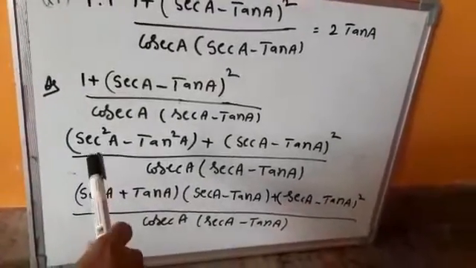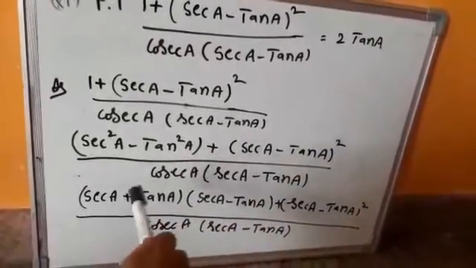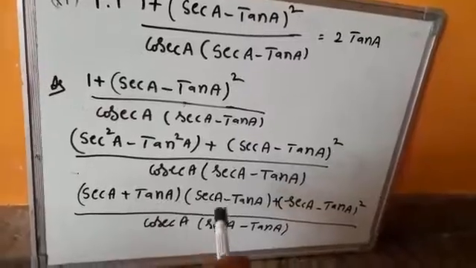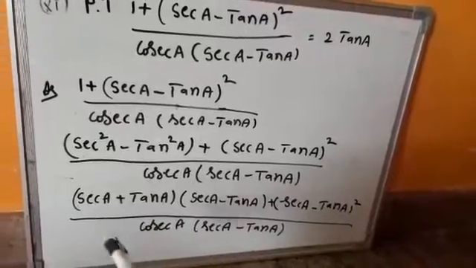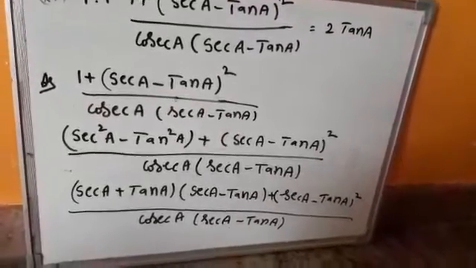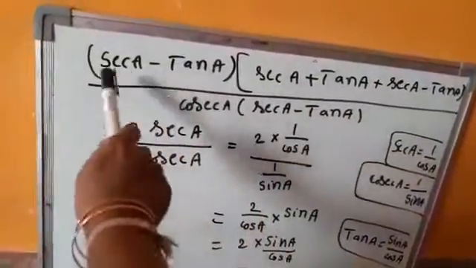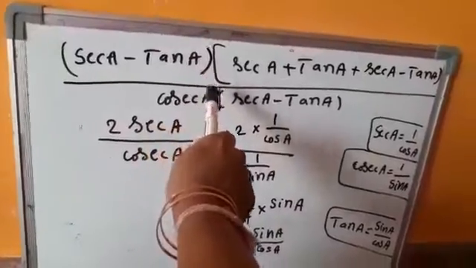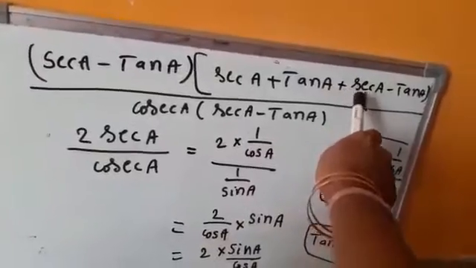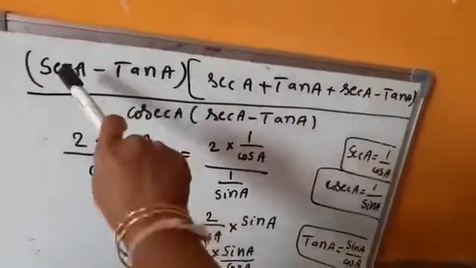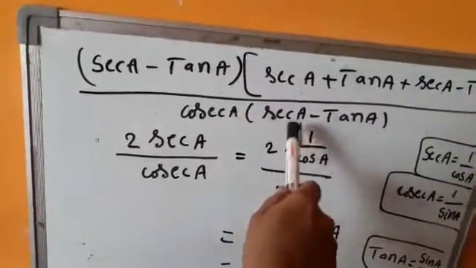See, next, a square minus b square. The a square minus b square formula is (a plus b) into (a minus b). So, we should convert here to (secant a plus tan a) into (secant a minus tan a) plus (secant a minus tan a) whole square, divided by cosecant a into (secant a minus tan a). See, next, in both, secant a minus tan a is there. So, we should take secant a minus tan a common. Taking (secant a minus tan a) common, the remaining is secant a plus tan a, plus, already secant a minus tan a twice is there, so taking 1 common, the remaining is secant a minus tan a, divided by cosecant a into (secant a minus tan a).